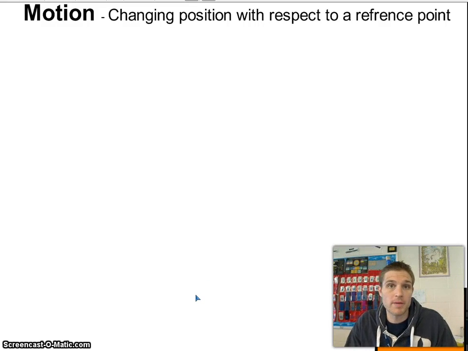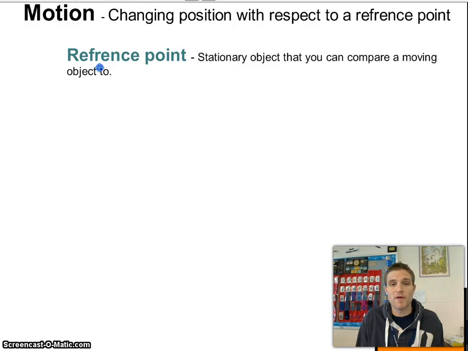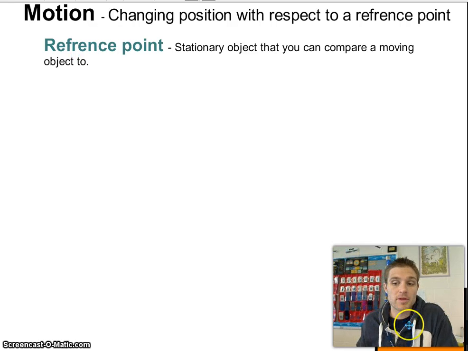Today we're going to be talking about motion, specifically speed, acceleration, and velocity. And as you can see on your screen right now, motion is a changing position with respect to a reference point. Well, what is a reference point? A reference point is a stationary object that you can compare to a moving object. So that means something I can compare something to, to make sure it's moving.